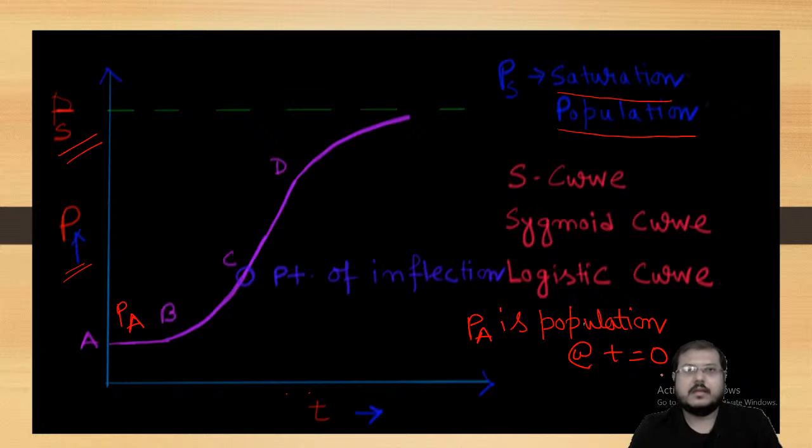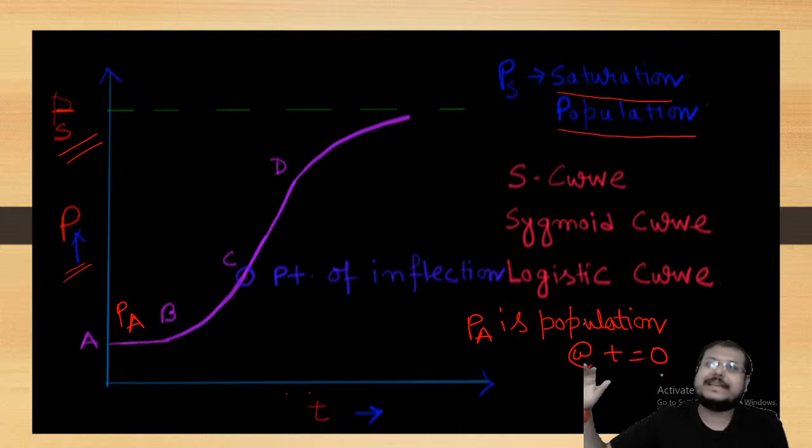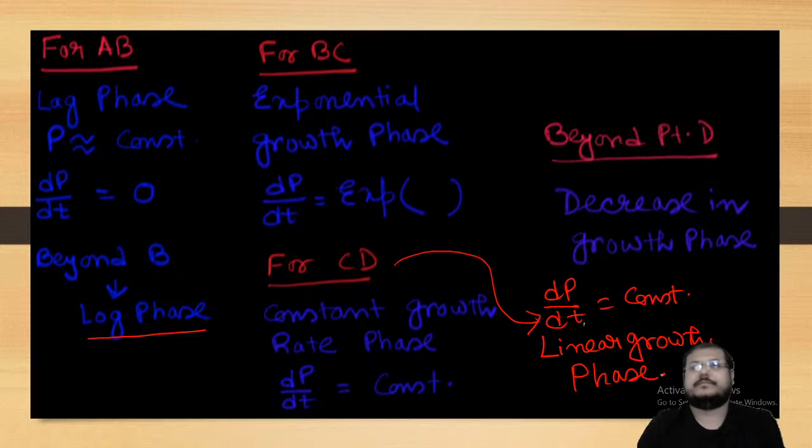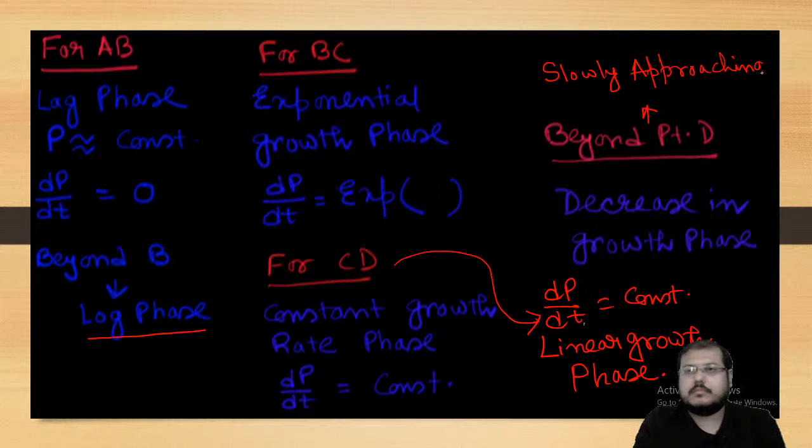Now, after point D, what will happen? The place is already exploited and quite old. So new microorganisms will come, but along with that, some old microorganisms will also die. So there will be a growth phase, but the population will have a decreased growth rate, because beyond point D it is slowly approaching saturation. So beyond point D, it is slowly approaching towards saturation.